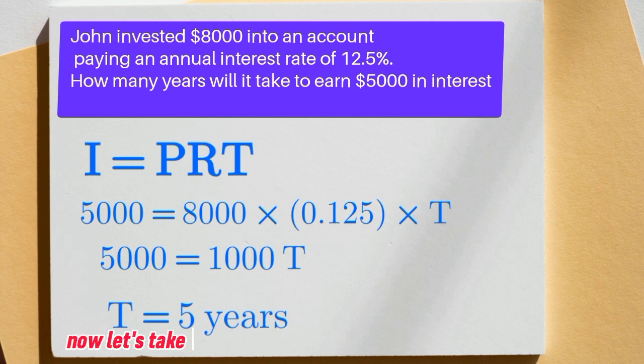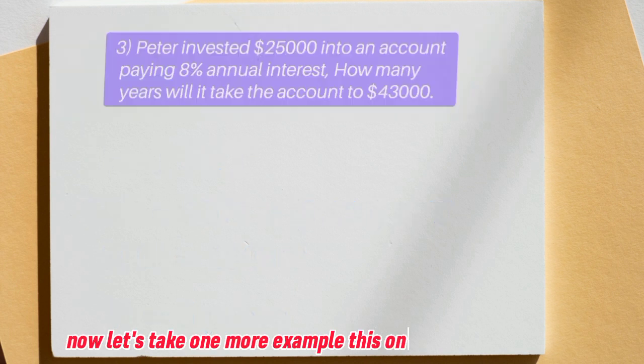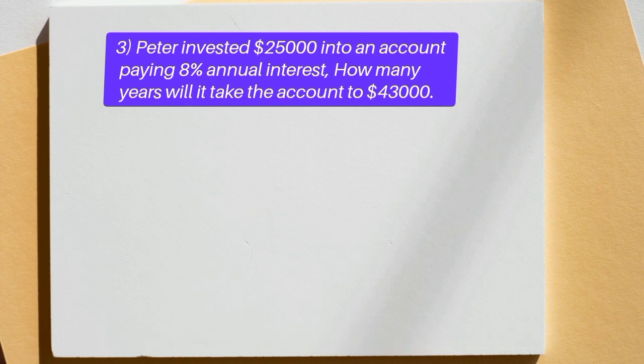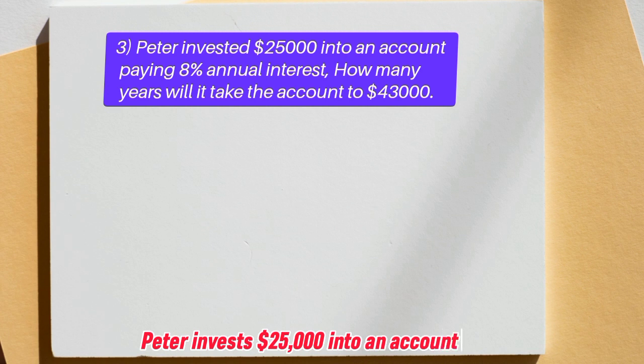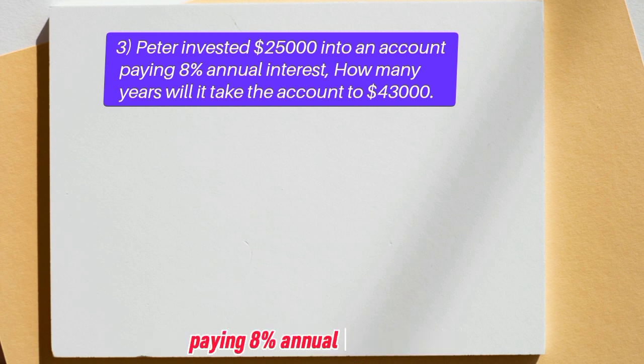Now, let's take one more example. This one goes like this. Peter invests $25,000 into an account paying 8% annual interest. How many years will it take the account to earn over $43,000? So this question is basically giving us the amount he invested plus the interest that he has got over the course of the years, and is asking us to find the years.